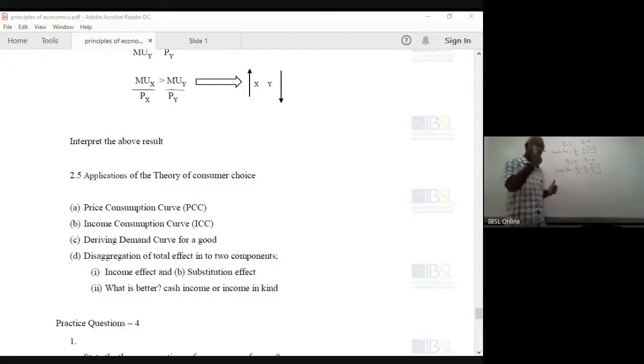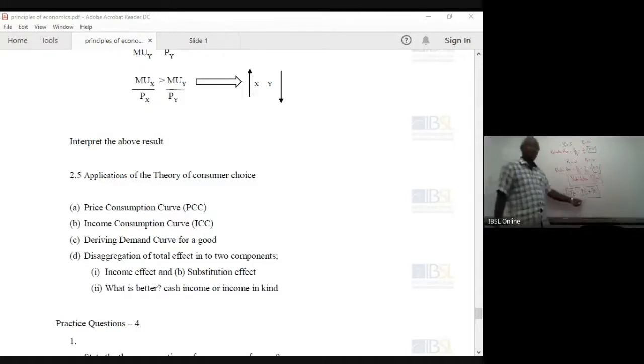Because now, relative to Y, X is cheap. Substitute. That's why it is called substitution effect. Change in demand due to change in relative price alone is called substitution effect. Now you can write down: total effect is equal to income effect plus substitution effect.